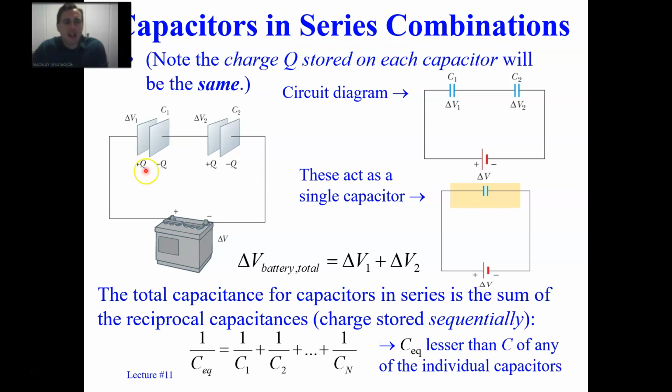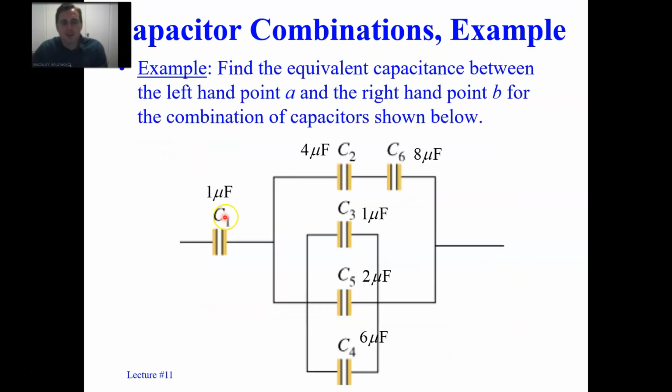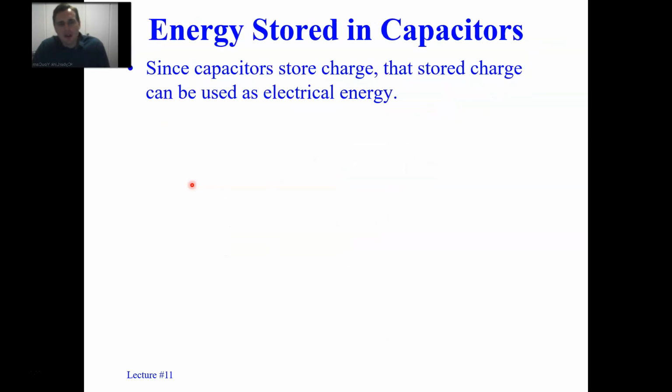That is to say, you're actually going to store less charge if you have the same two capacitors arranged in series as opposed to being in parallel. Okay? But the voltages will add together to be the total voltage of the battery or whatever. Okay, so I will perform this example in the example video.